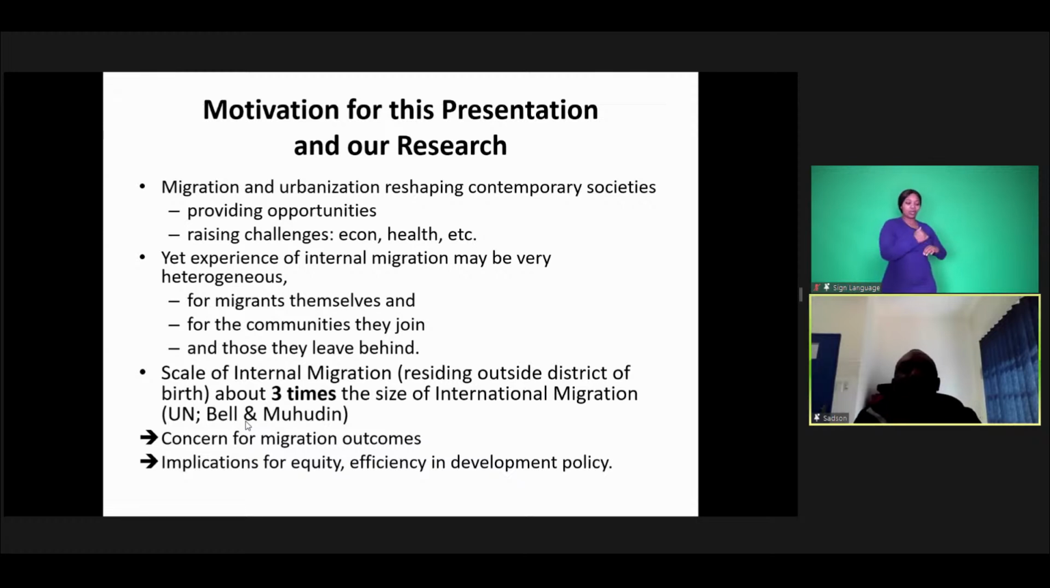Even though attention has been much on international migration at global level, currently the scale of internal migration, that is people residing out of the district of birth, is 3 times higher than the size of international migration. And this has raised some concerns about health outcomes, and again, some inequalities in terms of distribution of resources, and again, efficiency in development of policies.